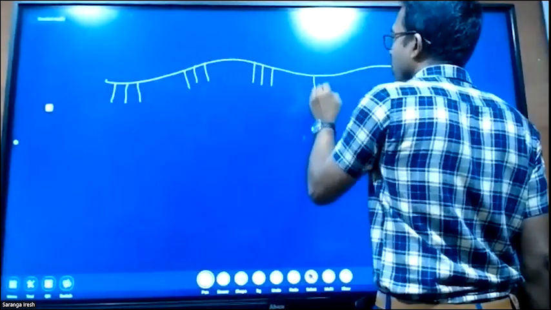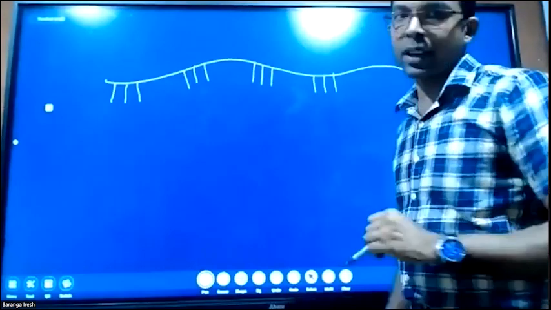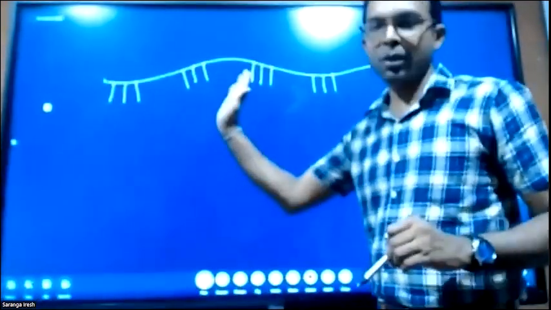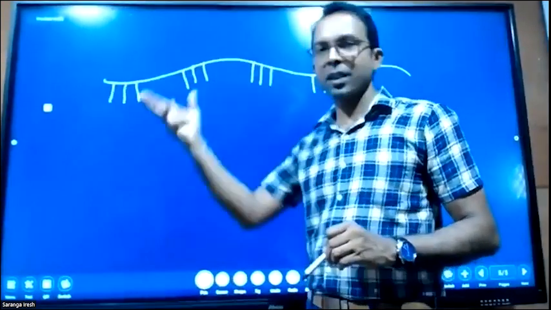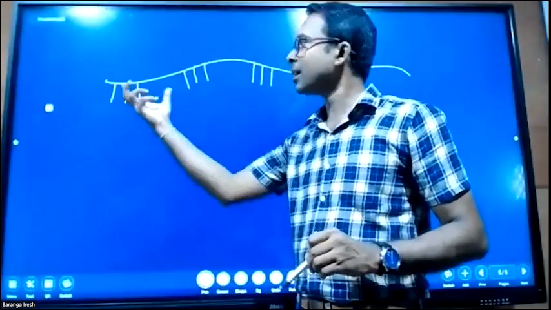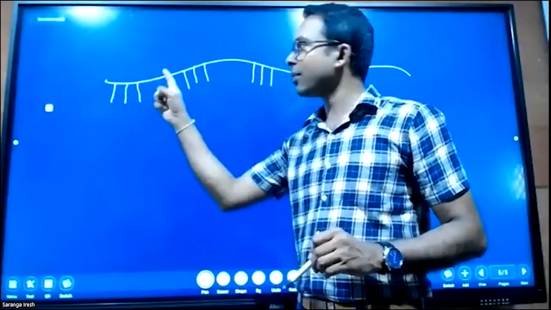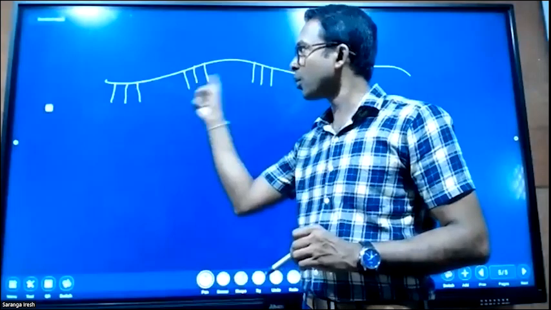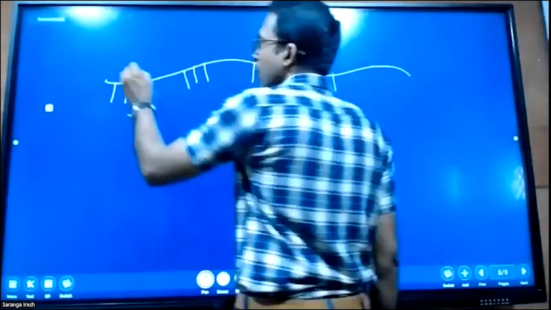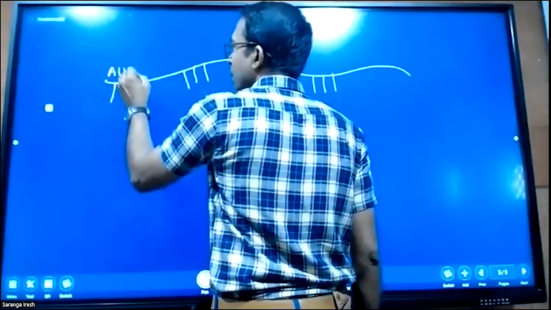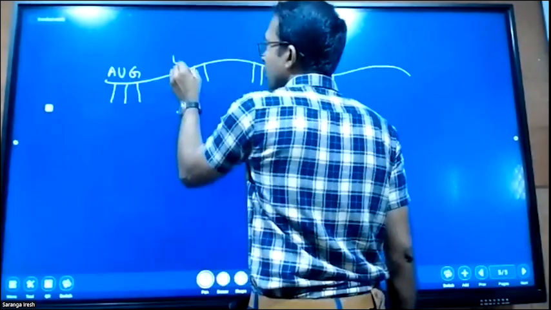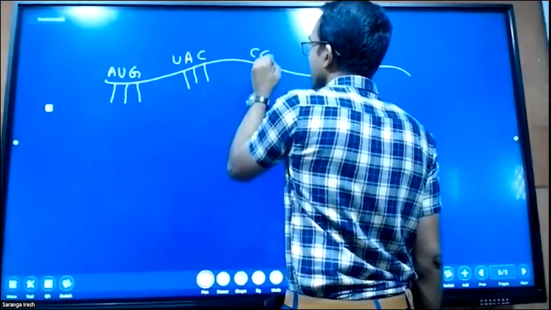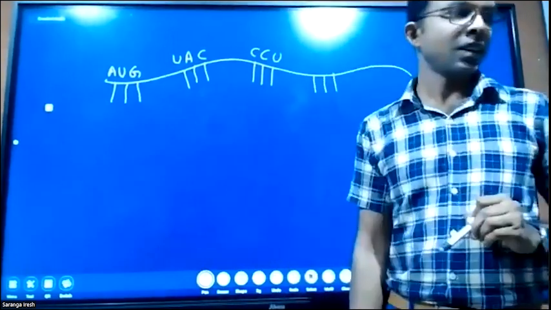But I will draw like this to understand well. But there are no gaps. There are no gaps. But for the explanation of our lesson, I will draw them separately as base triplets, codons. Think that these codons are AUG, UAC, CCU, like that.